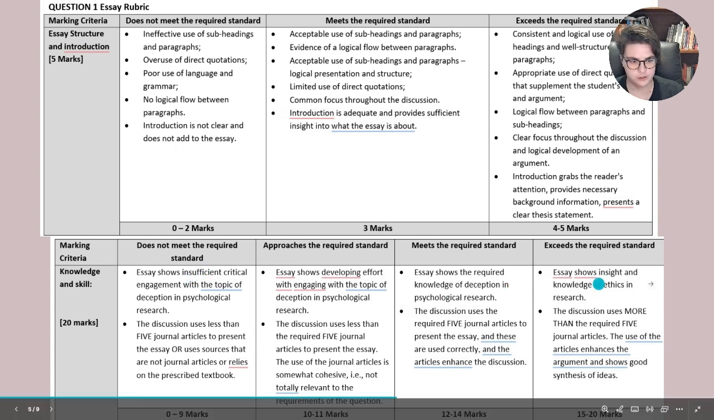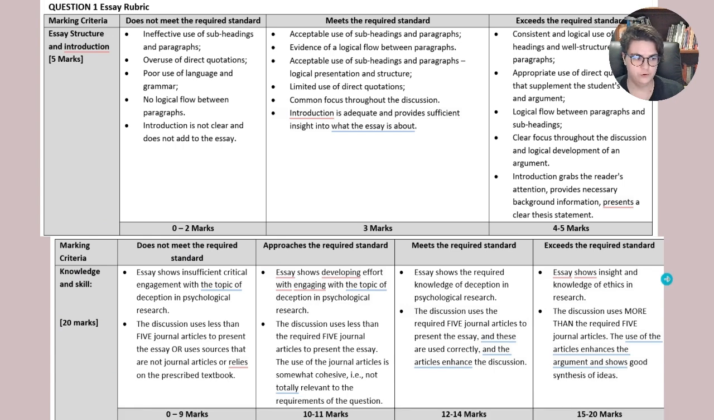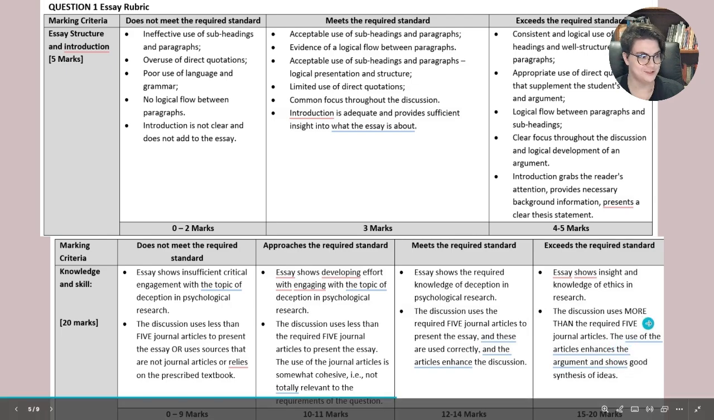Okay, the next 20 marks, so the bulk of the essay, are made up of your knowledge and skill. Okay, and you can read through this rubric in your own time, what that means. But what I wanted to point out here is this particular bullet point in this section of the rubric. Look here in the top block, it says the discussion uses more than the required 5 journal articles. Okay, so as well as your essay showing good insights and knowledge of ethics and research, you constructed a good argument. If you've only used 5 journal articles, the bare minimum, you cannot score in this highest block because of this point of the rubric.